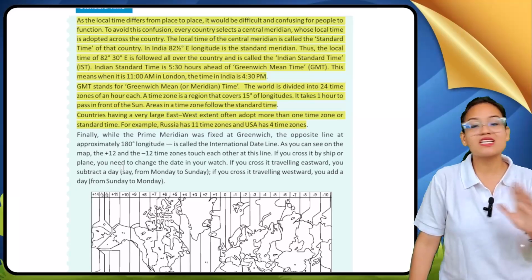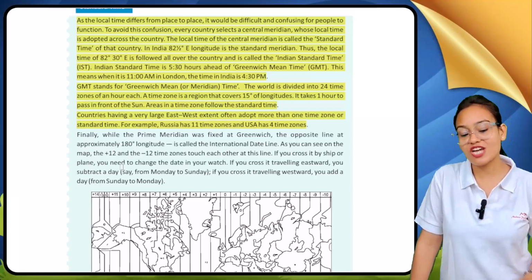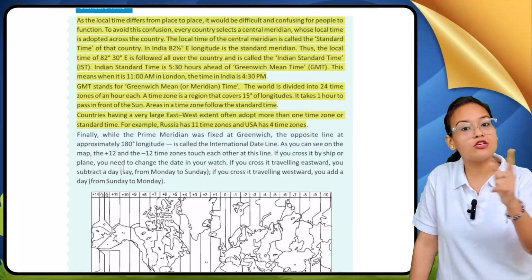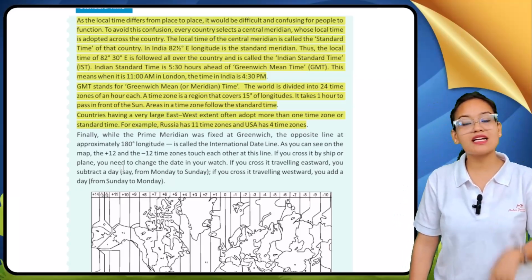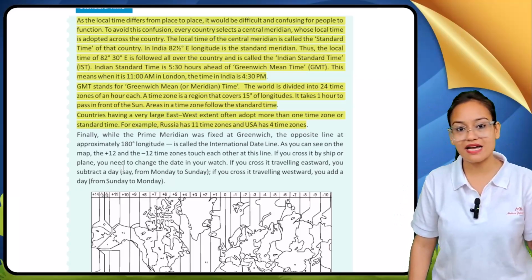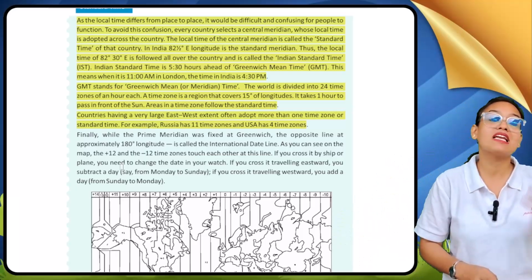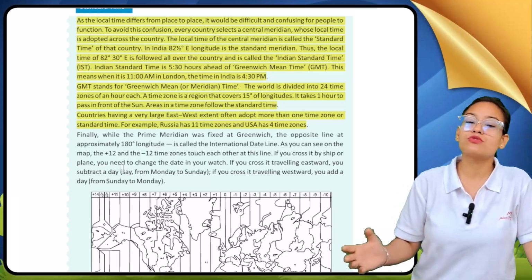Like Russia is the largest country of our planet Earth. That's why Russia has 11 different time zones. Similarly, USA follows 4 different time zones. Our country India has a single time zone, Indian Standard Time. But USA has 4 different time zones and Russia has 11 different time zones. Why? Because of their length.